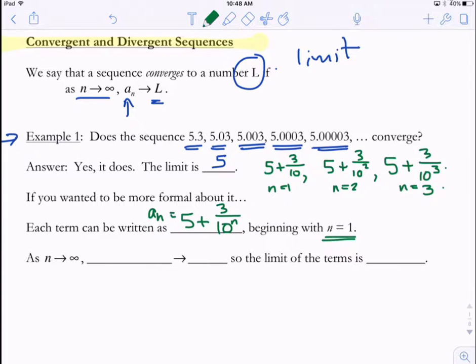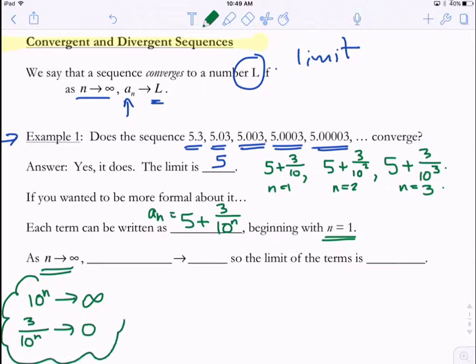So in this case, if I'm asking about what's happening as n goes to infinity, I'm really taking a limit. All right? So as n goes towards infinity, 10 to the n also goes towards infinity, which means 3 over 10 to the n, this is 3 over a very large number, this goes to 0. And so that tells me that 5 plus 3 over 10 to the n gets closer and closer to 5. The limit is 5. All right, and so we say that my sequence converges.